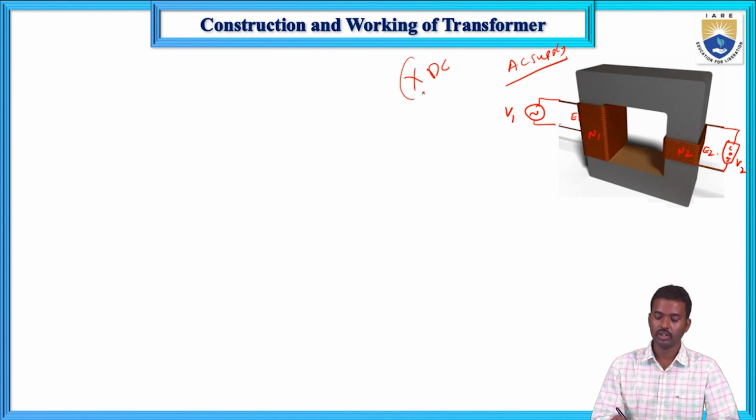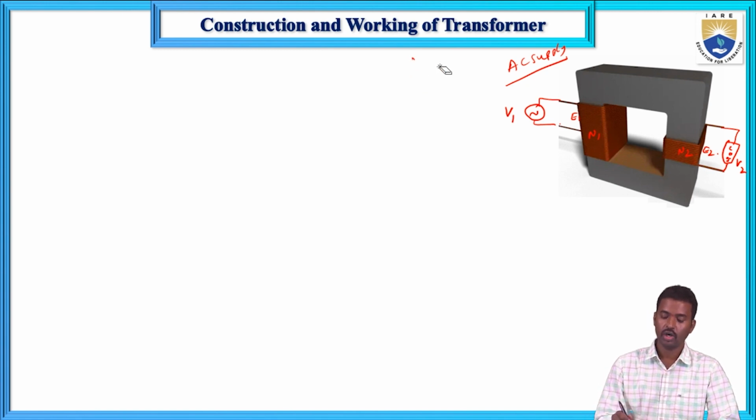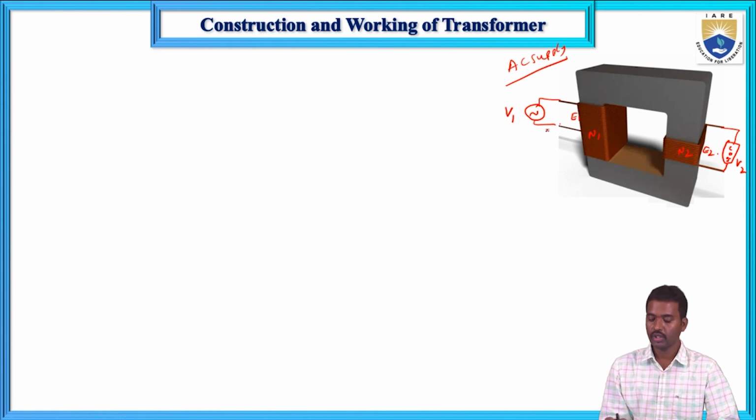It will not work on the DC supply. It will work on the AC supply. So how will it work? When you give the AC supply to the transformer primary winding, current flows. There is a closed path, and current flows in this primary winding. That current is I1.